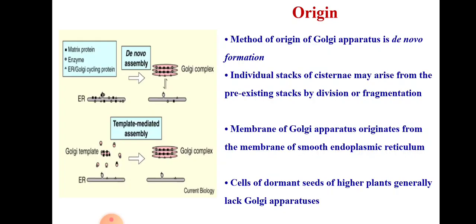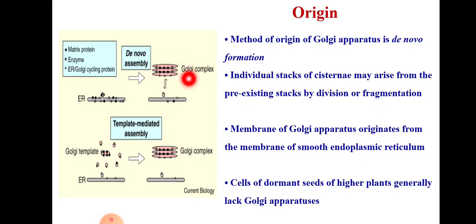And how the Golgi apparatus originates: the method of origin of the Golgi apparatus is de novo formation. Then individual stacks of cisternae may arise from pre-existing sacs, or by division or fragmentation of the existing Golgi apparatus. The membrane of the Golgi apparatus originates from the membrane of the smooth endoplasmic reticulum also. The cells of dormant seeds of higher plants generally lack the Golgi apparatus also. Here this is a de novo assembly.